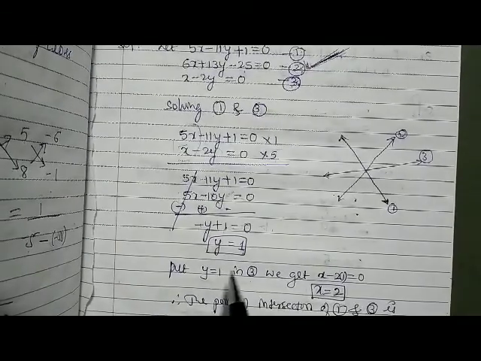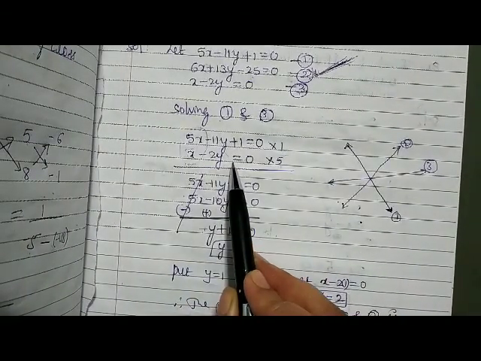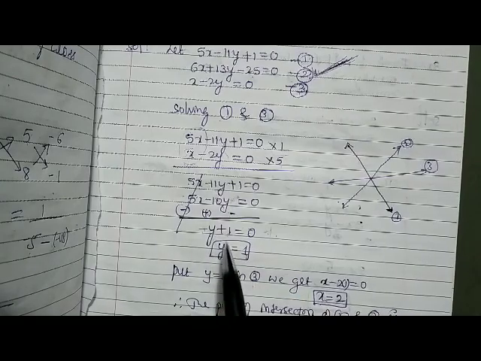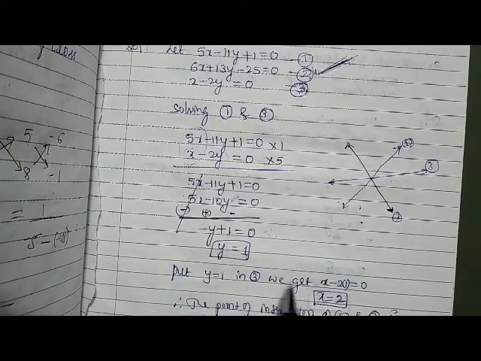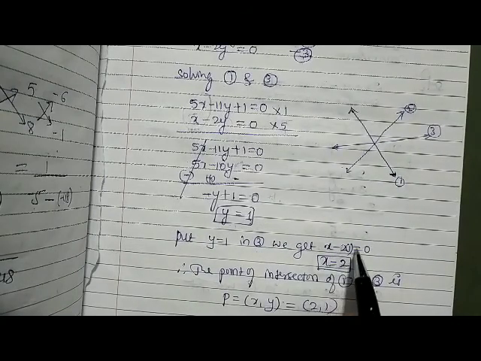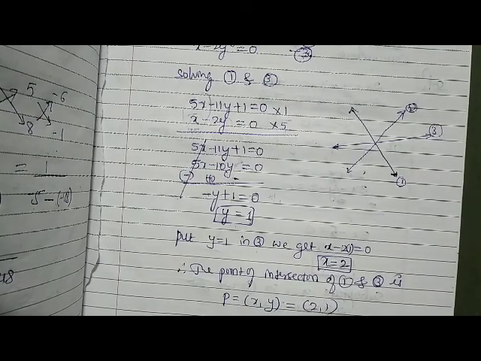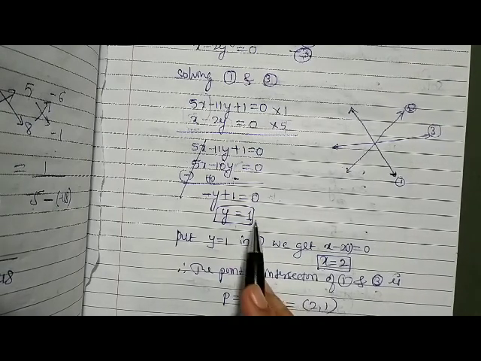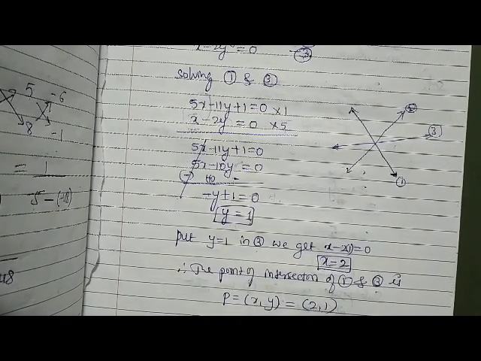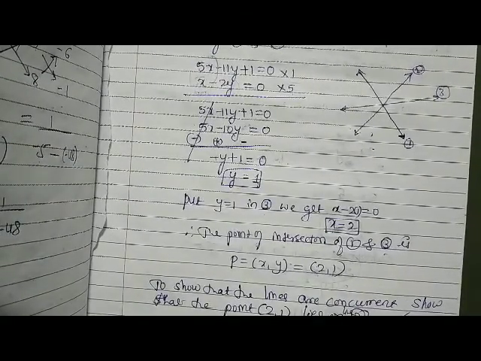Substitute y is equal to 1 in any of the equations. So putting y is equal to 1 in x minus 2y is equal to 0, we get x minus 2 into 1 is equal to 0. x is equal to 2. Therefore we got the point of intersection of those two lines, which is given by (2, 1). That is, (x, y) is (2, 1). Okay, we found the point of intersection.